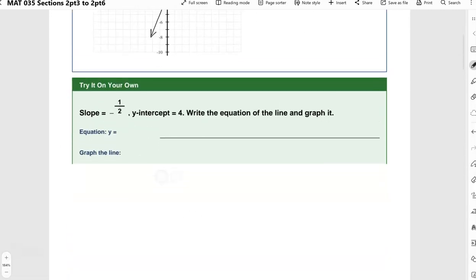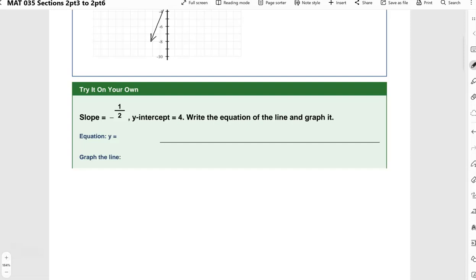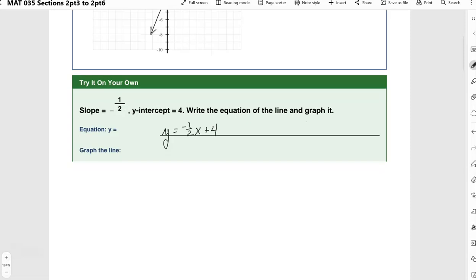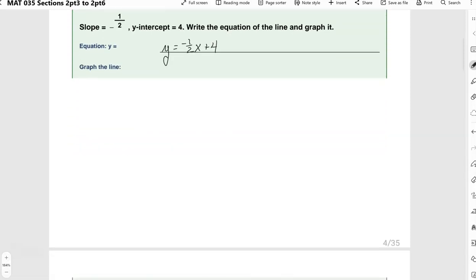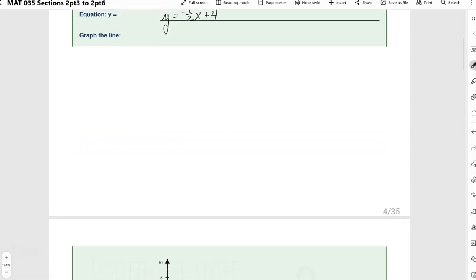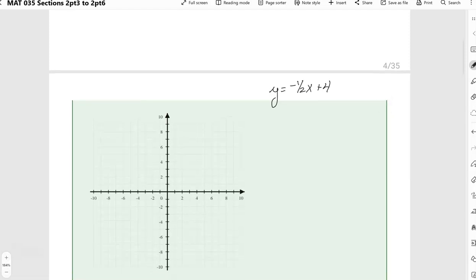Let's look at the next one. We have a slope of negative 1/2 and a y-intercept of 4. So my equation would be y equals negative 1/2 x plus 4. And then we're going to graph the equation on the Cartesian plane. So we're going to have y equals, I'm going to write it on my next page. So slope is negative 1/2. Y-intercept is 4.